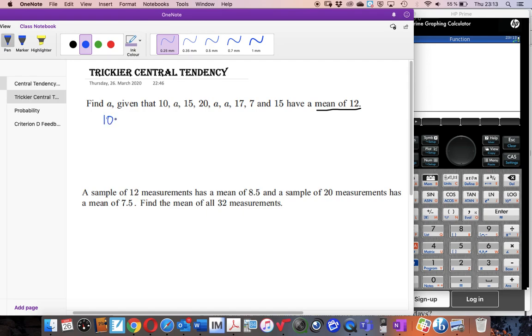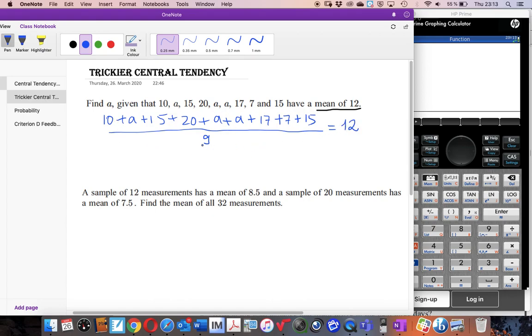So we know that we always find the mean by adding all the numbers together and then dividing them by however many we have. So A is some sort of a number. It is the same number. If you see the same variable being used, then it has to be the same number. So 1, 2, 3, 4, 5, 6, 7, 8, 9. So we know that adding them all together, dividing by 9, we have a mean of 12.